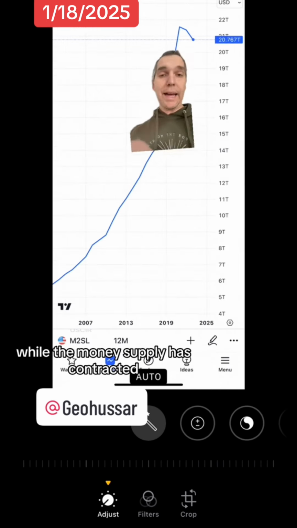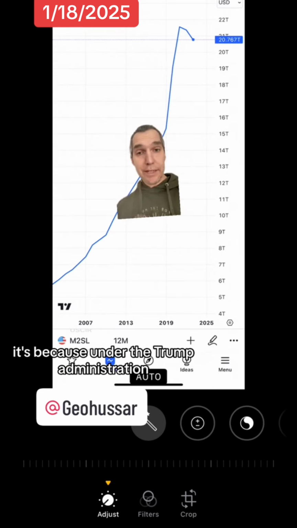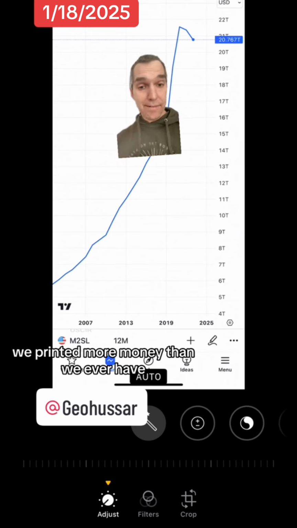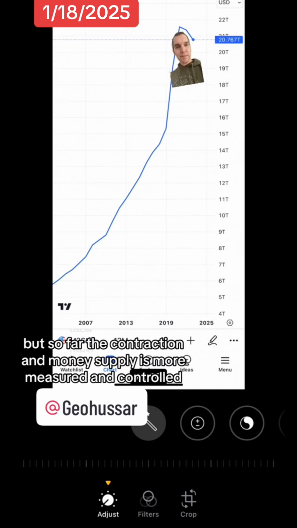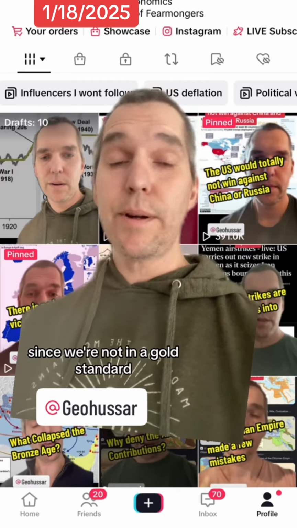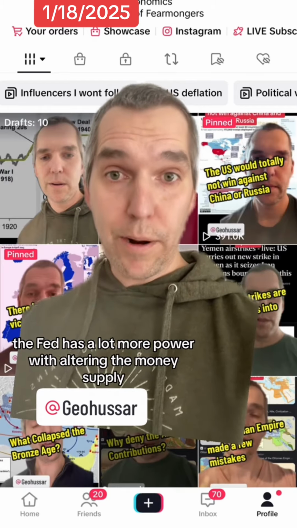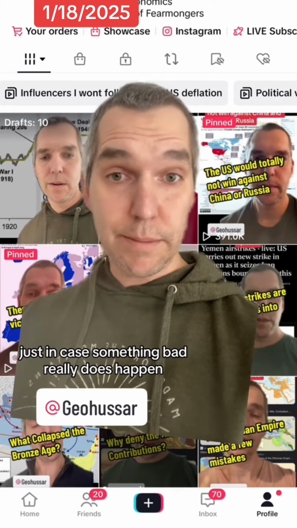And while the money supply has contracted, it's because under the Trump administration we printed more money than we ever have. But so far the contraction in money supply is more measured and controlled. It's looking good. Since we're not on the gold standard, the Fed has a lot more power with altering the money supply, just in case something bad really does happen.